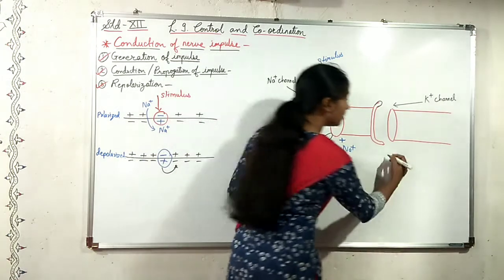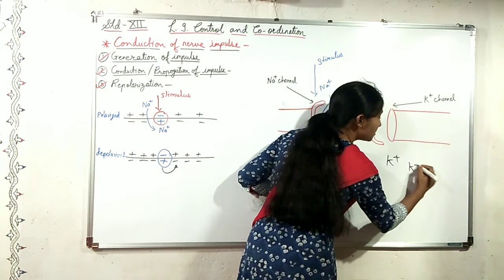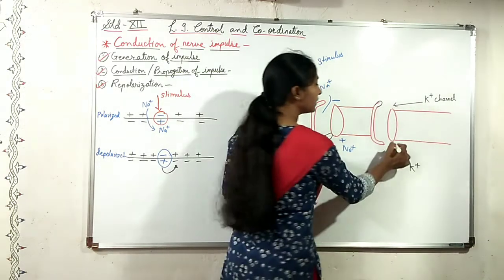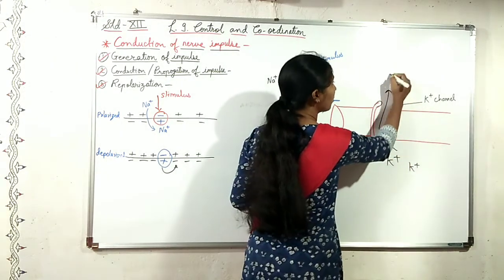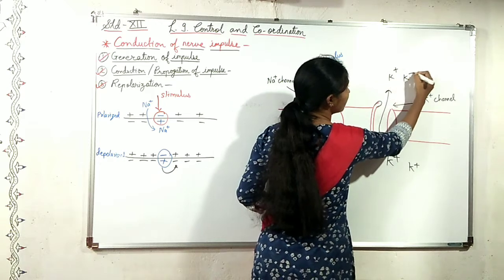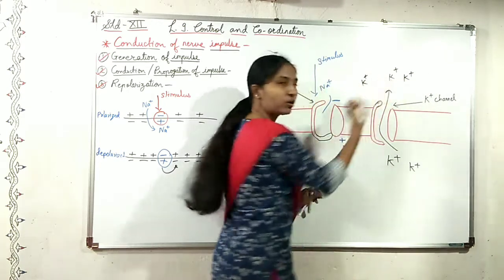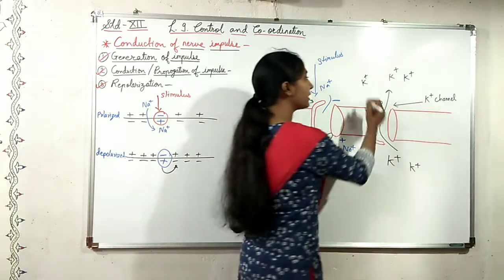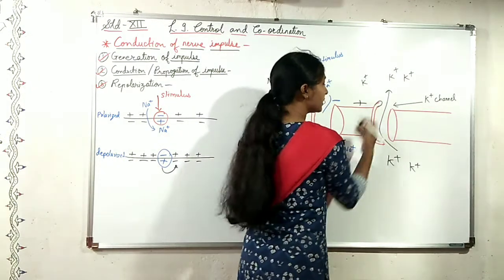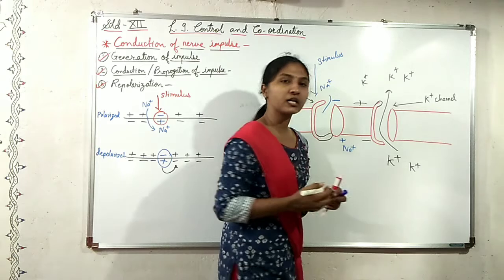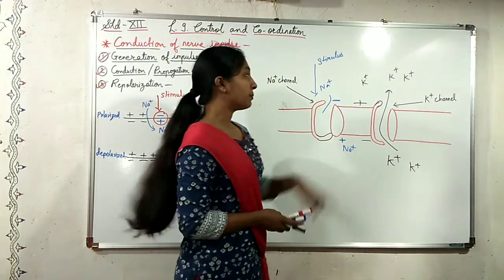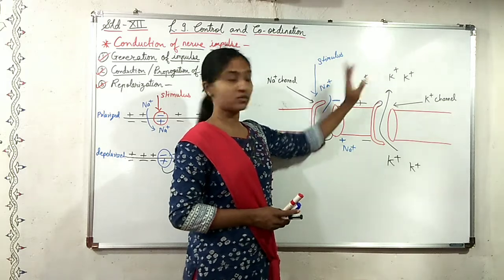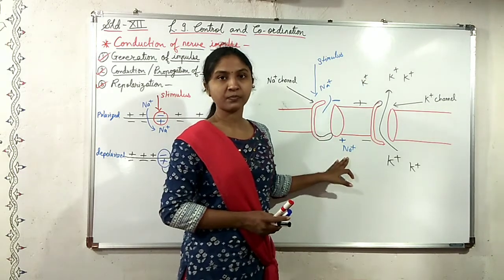So what happens here? The potassium ions which are present in the neuroplasm inside the membrane go out, or are thrown out. So the outer side of the membrane again gains its positive charge, and the inner side again becomes negatively charged. But this time, the positive charge of the membrane is because of the potassium ions, not because of sodium ions.